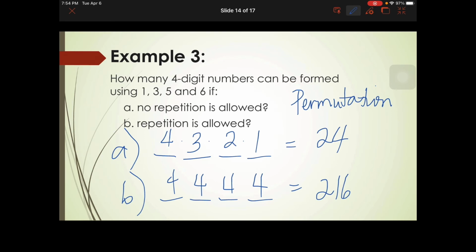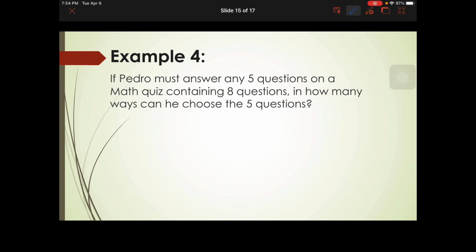Okay? So this is how you solve this type of problem. Let's move on. If Pedro must answer any 5 questions on a math quiz containing 8 questions, in how many ways can he choose the 5 questions?